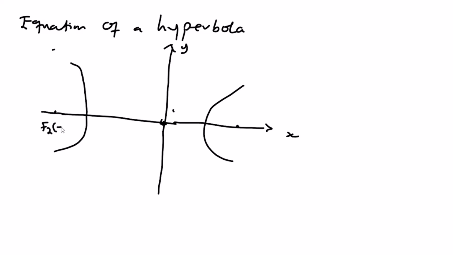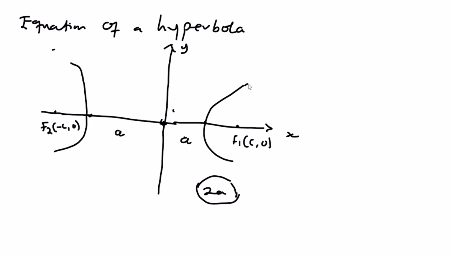Let's name the coordinates negative c, 0 on the negative side of the x-axis, and this one f1, c, 0. Now the vertex is here, another vertex is here. The distance from this point to this point is a, and from here to here is also a. It means that the whole of this will be what? 2a. This is the constant that, from the definition of the hyperbola, we are talking about.